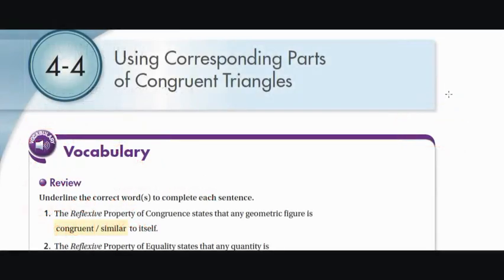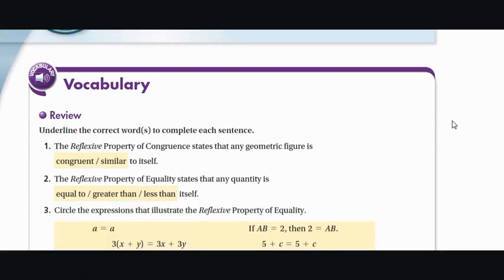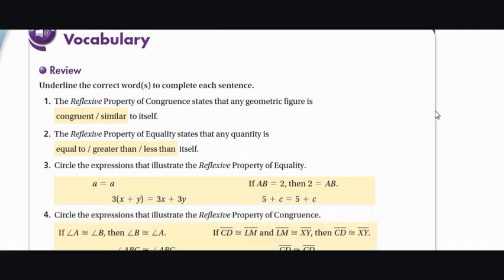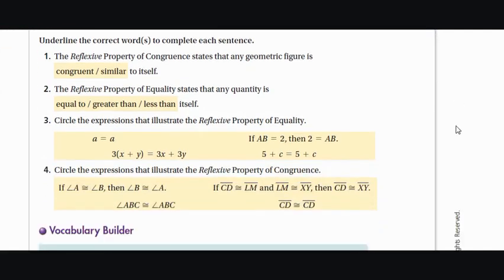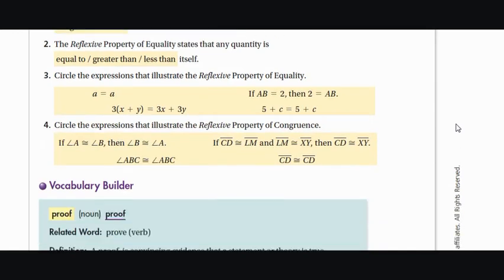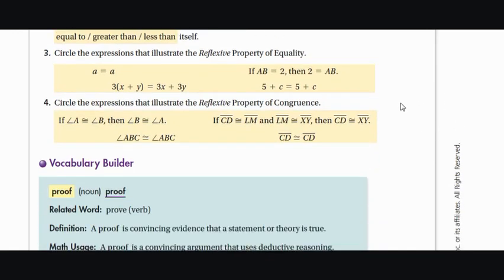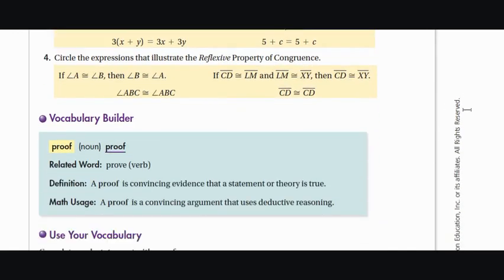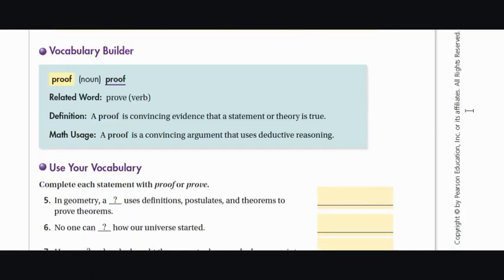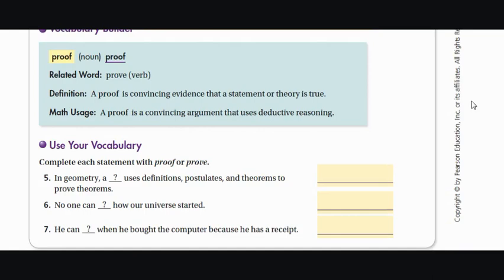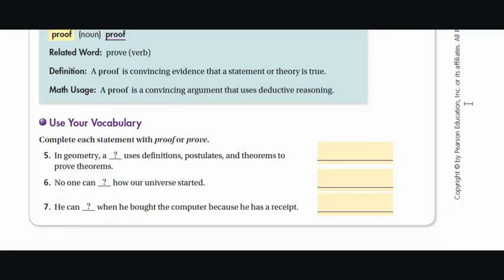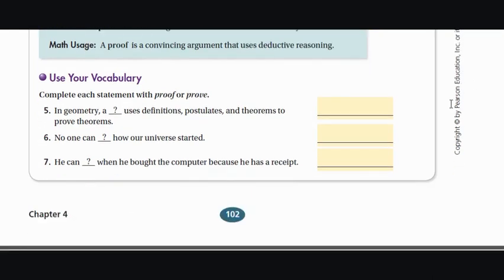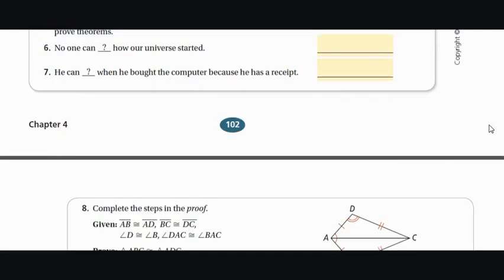Here's what your homework assignment looks like. You're just going to review a couple things: the reflexive property, what exactly that means, and how you would use it. A little bit of a vocabulary builder: What is a proof? What's the difference between proving something, the verb, and a proof, the noun version? And then using that vocabulary in sentences, which one do you use? Do you use the noun or the verb?